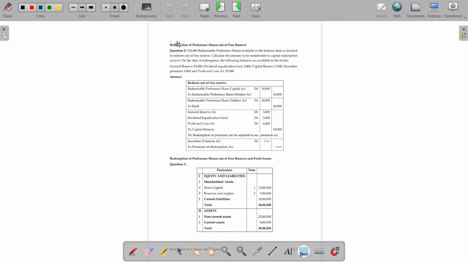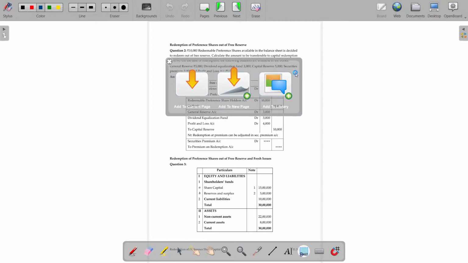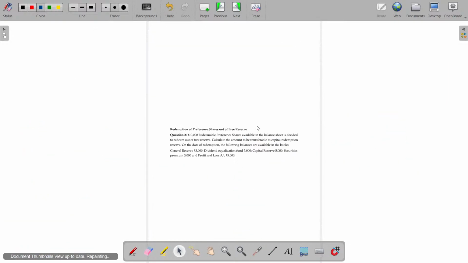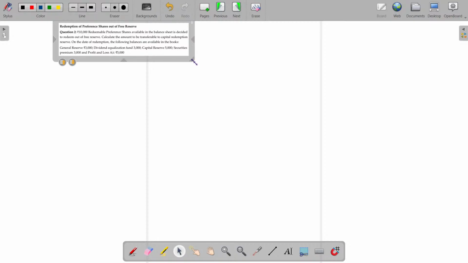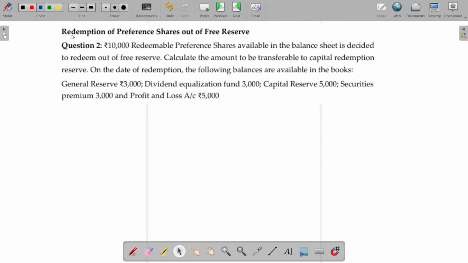We will go for question number 2 here. Come on, solve this illustration. You draft the picture first. Join with me to draft the picture. What is the picture? Redeemable preference share capital plus premium on redemption. That's the total amount. One is out of proceeds, another one being conversion of free resource to CRR.